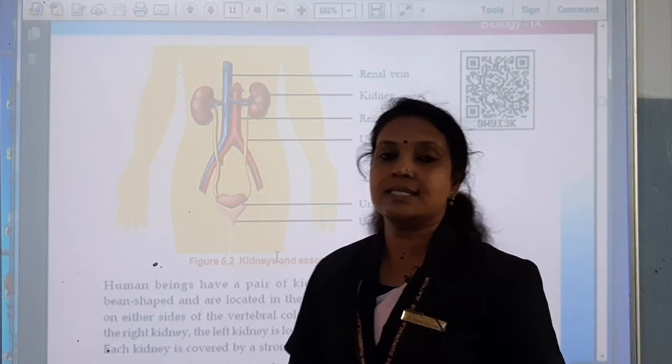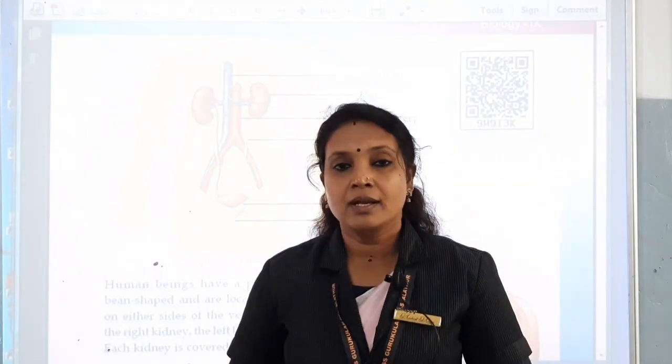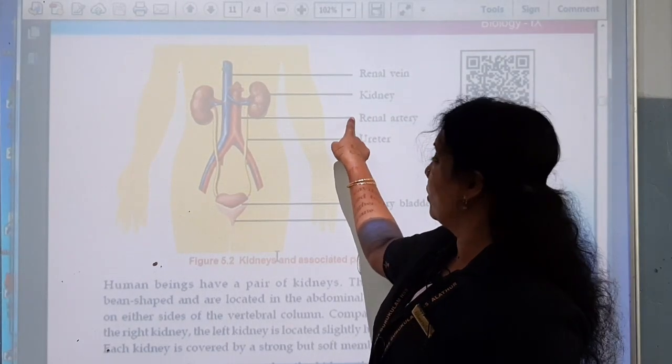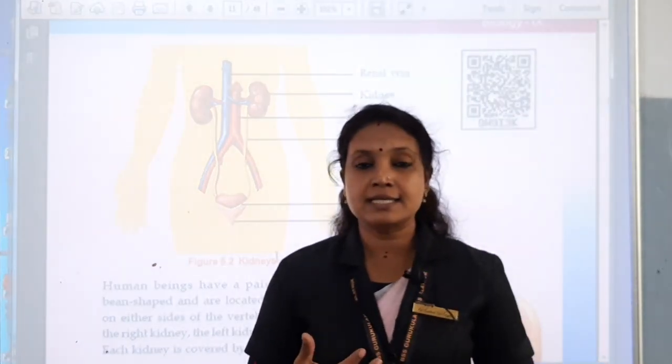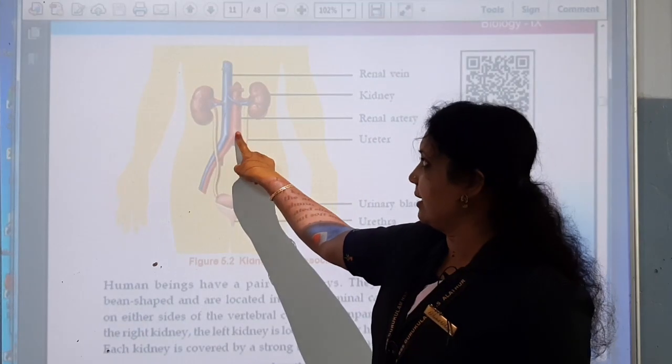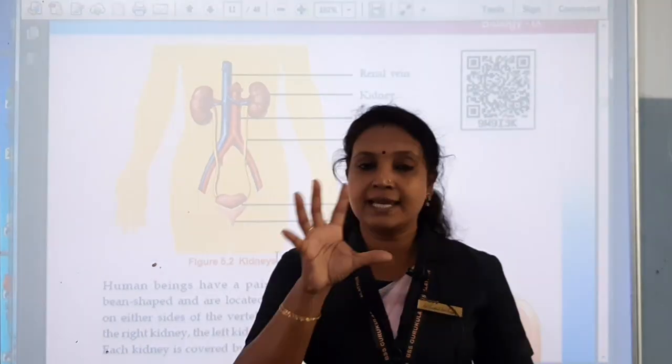Renal artery is a branch of aorta which brings blood to the kidney. You know that the blood flows with a high pressure in the aorta, isn't it? So the blood with a high pressure enters the kidney through the renal artery. The renal artery carries the blood with the high pressure to the kidneys. Then inside the kidney the filtration process takes place.